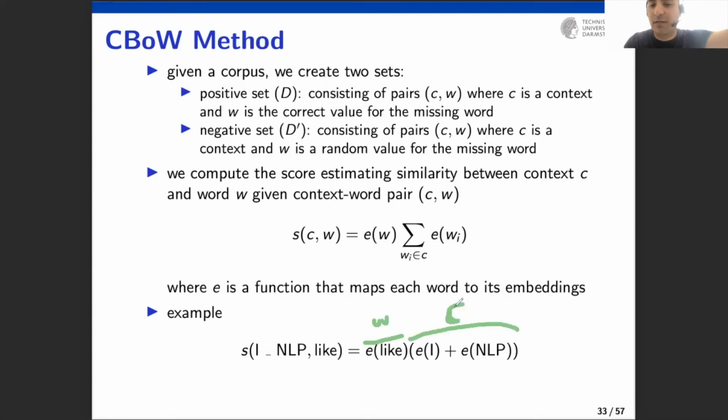Right? So the output would be a score, for example 0.5 or something, that shows how much the context and the given word are a good fit to each other. Okay.